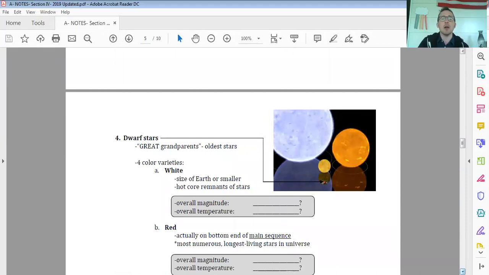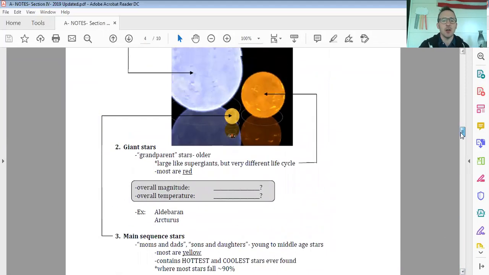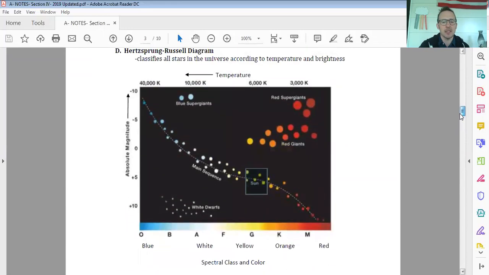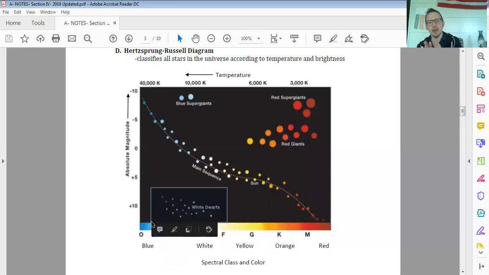So first, let's talk about the only color that officially appears on the HR diagram. Those are your white dwarfs. So let's take a minute to see if we can figure out what their brightness and temperature would be. Notice this group is down here, and we are going to see in just a bit that white dwarfs are intimately linked with the main sequence and the red giants. In fact, this is going to be one of the final star stages of our own sun someday.